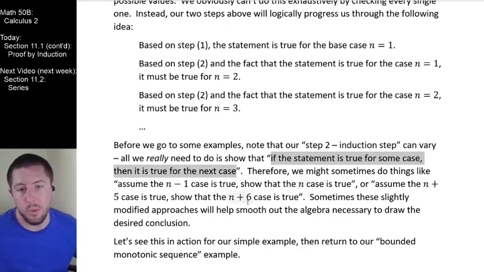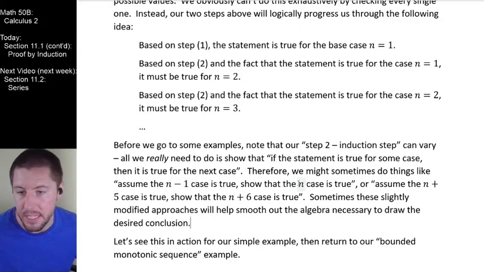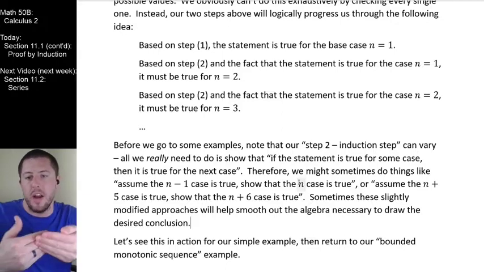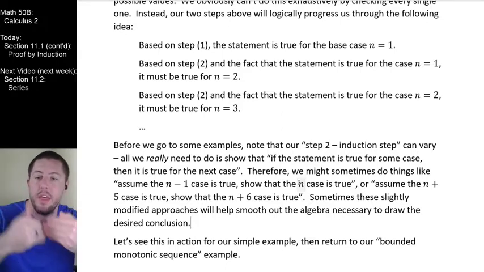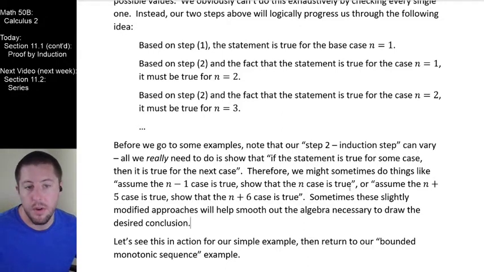So sometimes we'll do things like assume it's true for the n minus 1 case, and then therefore show that it's true for the n case. Allow the n minus 1 case to prove the n case for us. That's still showing us this progression, showing that if you know one case, you then therefore know the next case is also true. Other times, we might do something even crazier, like assume that the n plus 5 case is true, show that the n plus 6 case is true. Sometimes doing things like that will help really smooth out the algebra that you're going to have to do along the way to show this verification.